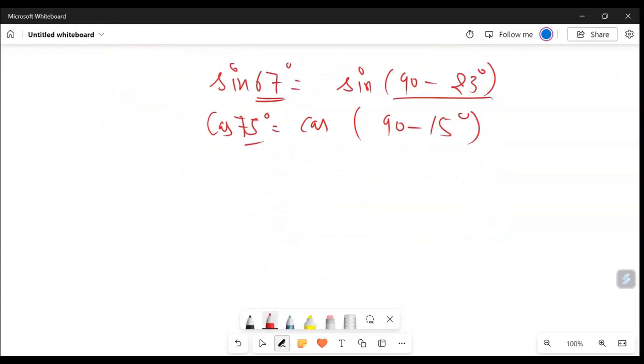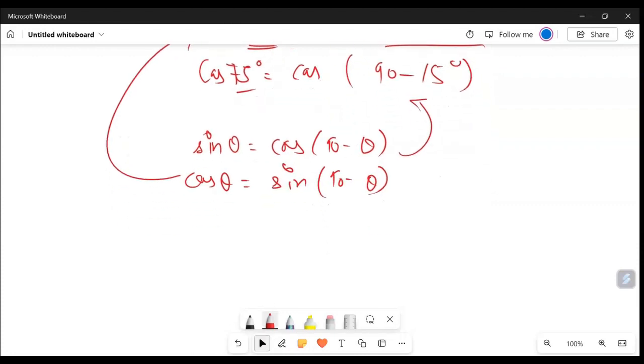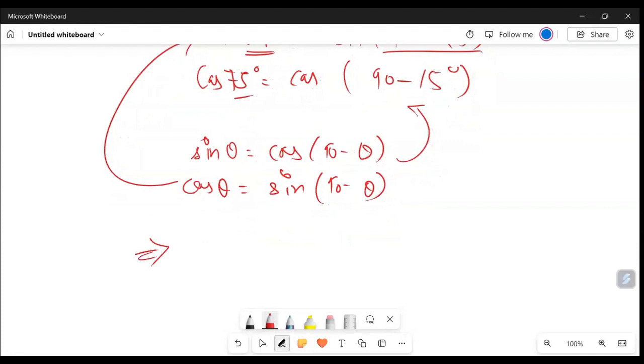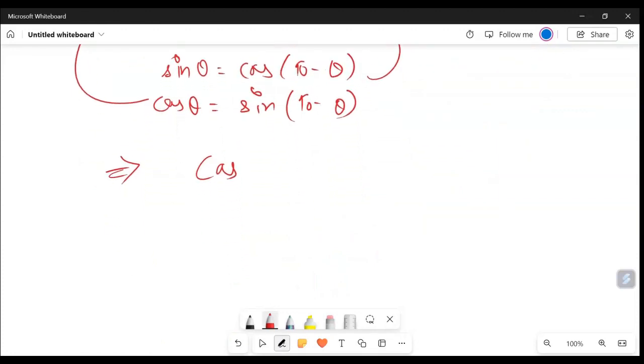Now we will use the identity. We know that sine theta is equal to cos of 90 minus theta, and cos theta is equal to sine of 90 minus theta. By applying this identity in both equations, sine 67 can be written as cos of 23 degrees. You have to check it from here. And cos 75 can be written as sine 15 degrees. In the question they are adding, so it can be written as cos 23 degrees plus sine 15 degrees.